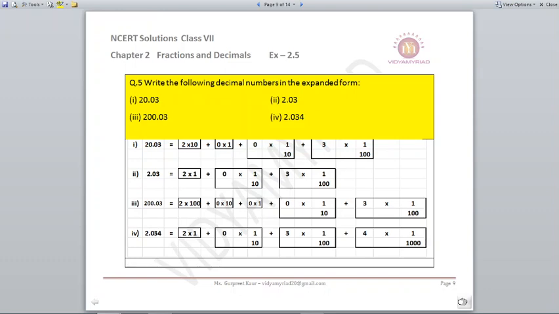2.034. So 2 multiplied by 1 because it is at 1's place plus 0 multiplied by 1 upon 10 plus 3 multiplied by 1 upon 100 and 4 is at 1000th place. So 4 multiplied by 1 upon 1000.